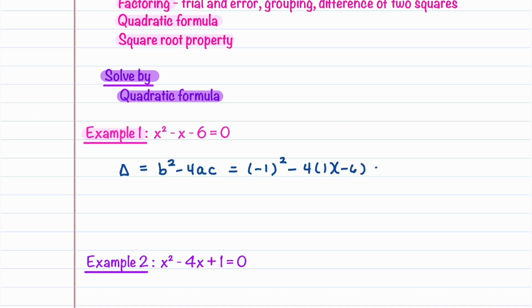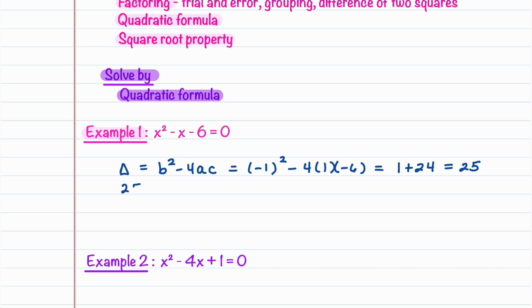Let's go ahead and simplify this. 1 squared is 1, and then we have a -4 times a -6 gives us a +24. And that's equal to 25. 25 is a perfect square because we can write it as 5 squared. That means that we are going to get two distinct rational solutions. Let's go ahead and find these solutions.